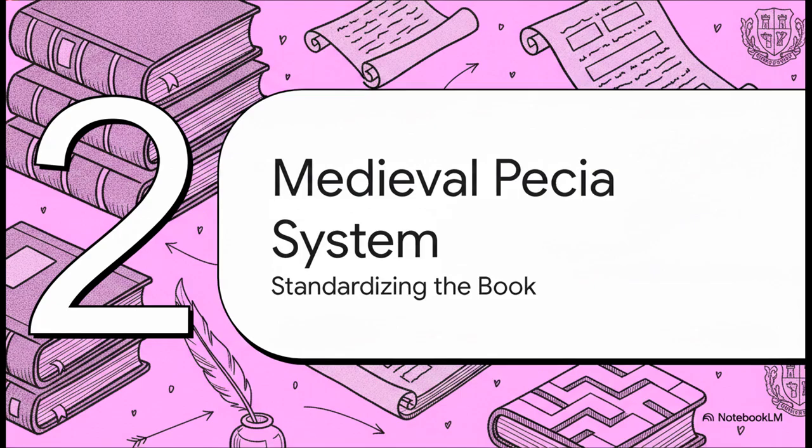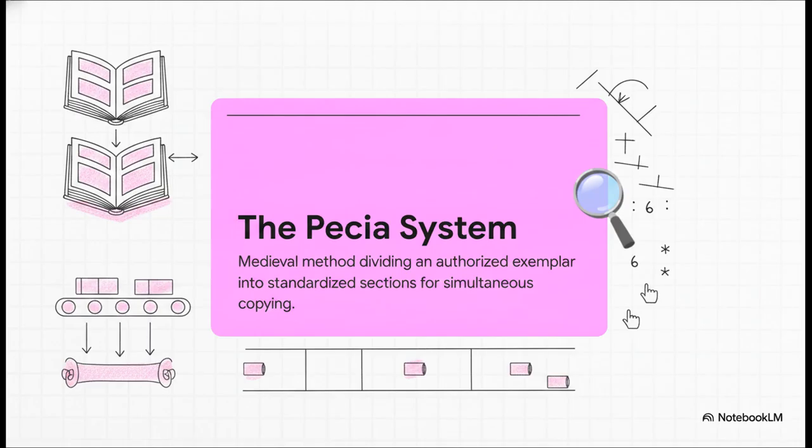European universities were suddenly facing an explosive demand for legal textbooks, and the agonizingly slow method of monks copying whole books cover to cover simply couldn't keep up. So, to bypass that massive bottleneck, universities invented the Pecia system. Think of it like treating the written word as a modular assembly line. By dividing an authorized master text into standardized sections, this system laid the very early groundwork for exact, pinpoint citation.